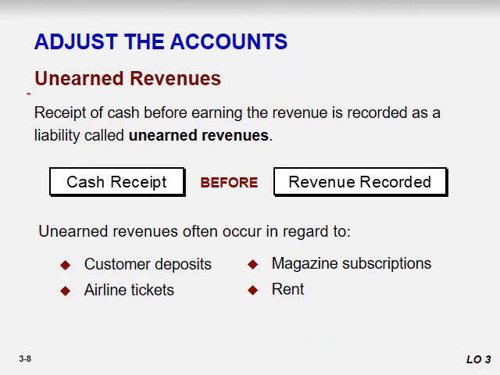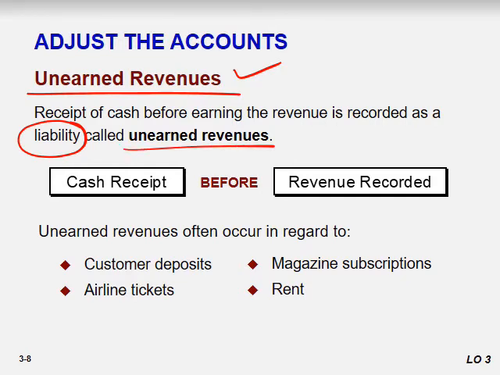And now let's discuss unearned revenue. So some businesses collect cash from the customer before earning their revenue. This creates a liability, and we call that unearned revenue. So only when the job is completed does the business earn the revenue. So it means cash is received before revenue is recorded. Unearned revenues often occur with customer deposits, airline tickets, magazine subscriptions, and rent.